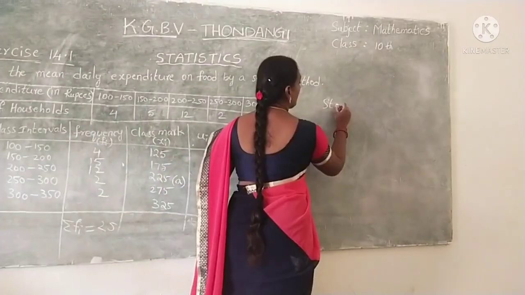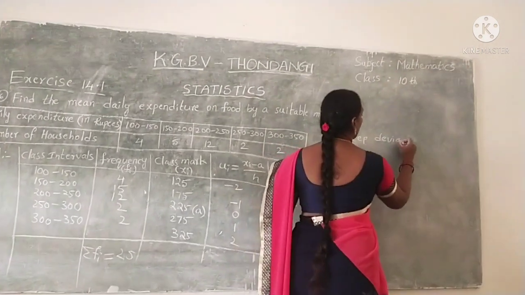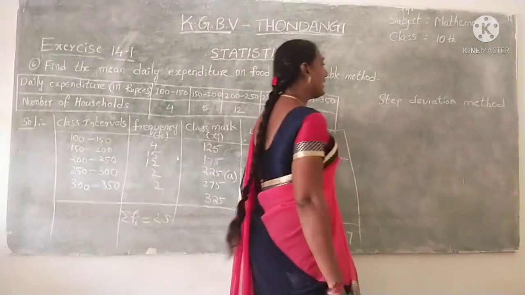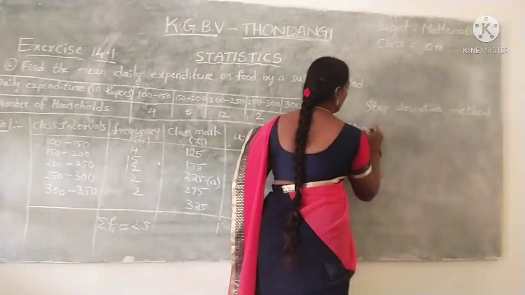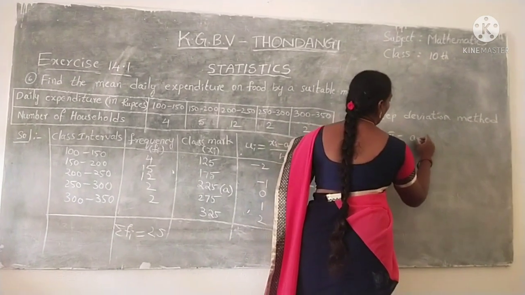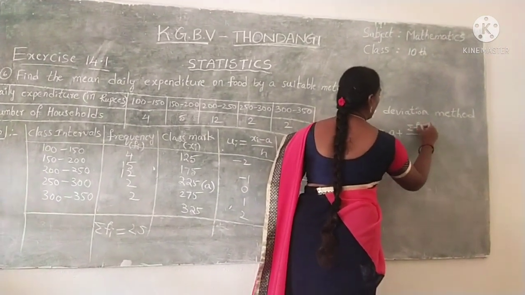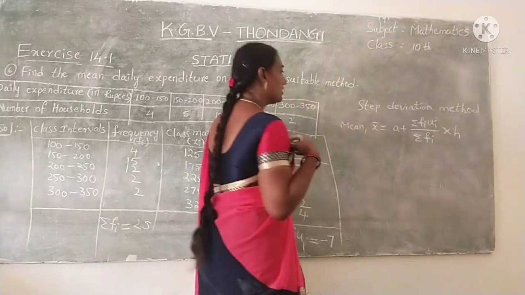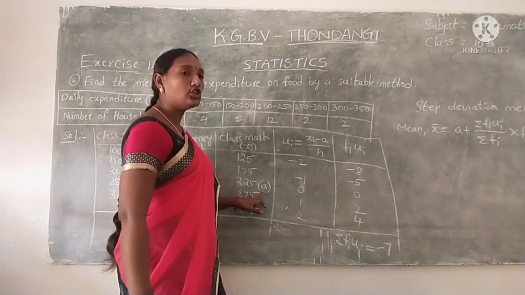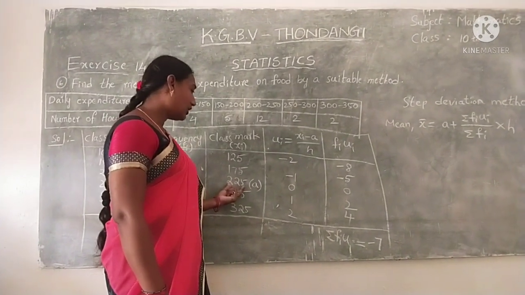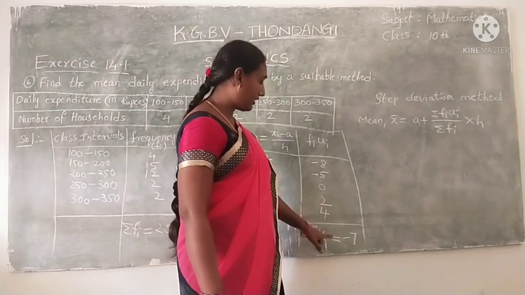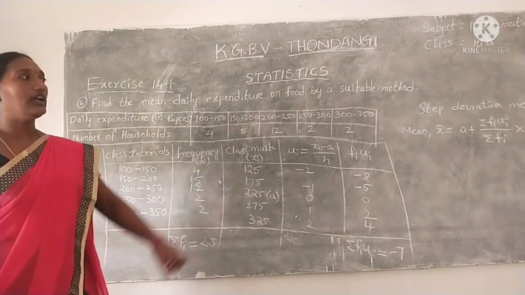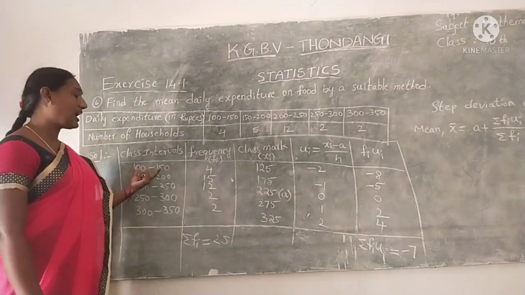So in the step deviation method, what is the formula for finding mean? That is mean x bar equal to a plus sigma fi ui by sigma fi into h. So here a means assumed mean. Assumed mean here is 225. Sigma fi ui is minus 7. Sigma fi is 25.